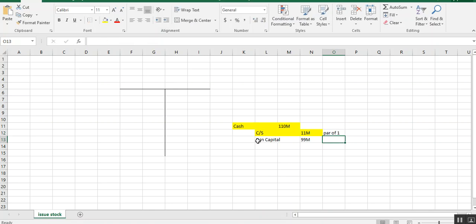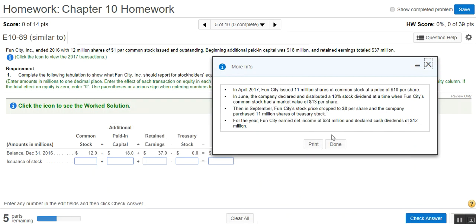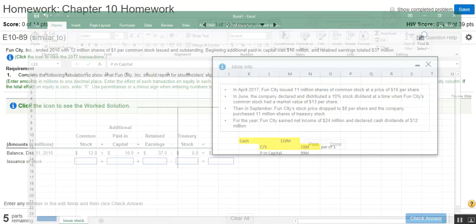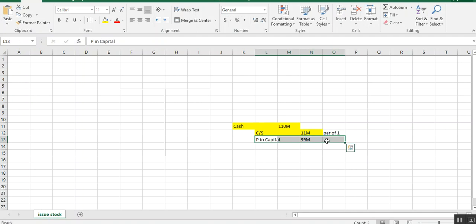And then the paid in capital is very easy. You just come over here and, you issued it for $10 a share. Well, $1 of that is par, so the paid in capital, the part that's over and above par, is going to be anything over $1. Well, it's $10 per share, so you're $9 over par. $9 times 11 million gives you paid in capital.